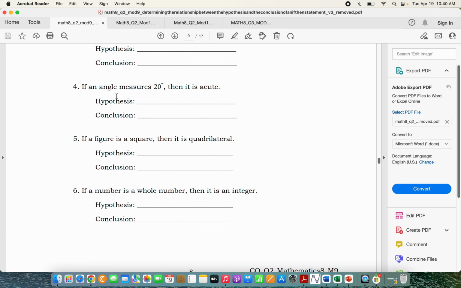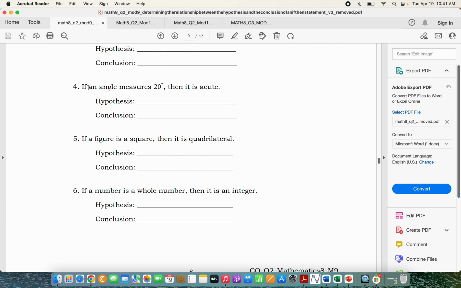So number 4, if an angle measures 20 degrees, then it is acute. So recall the definition of acute, meaning we call an angle acute angle if its measure is less than 90 degrees. Since 20 degrees is less than 90 degrees, then the conclusion is true. It is an acute angle.